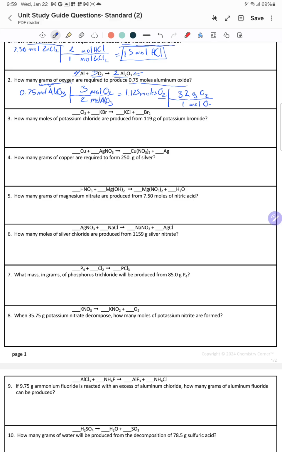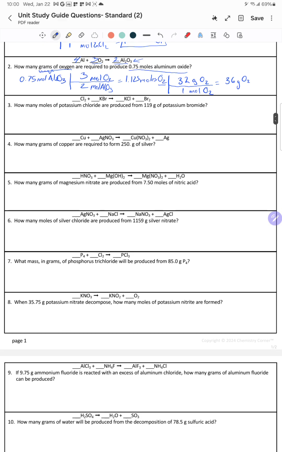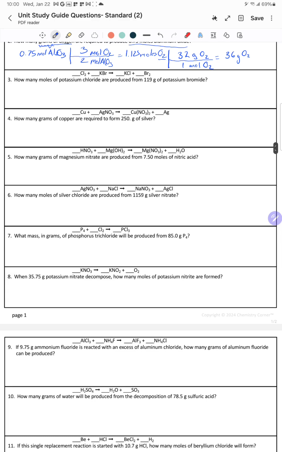Of oxygen. All right, now I do 1.125 times 32, and that would give me a wonderful total of 36 grams of oxygen. Next one. How many moles of potassium chloride are produced in 119 grams of potassium bromide?